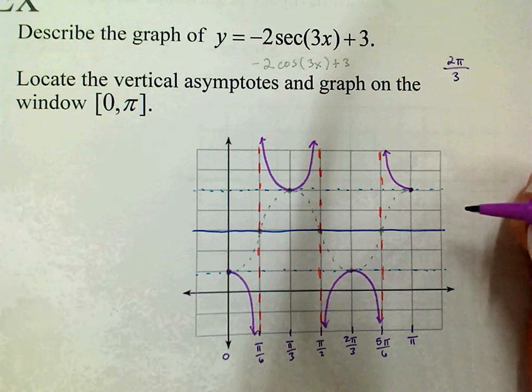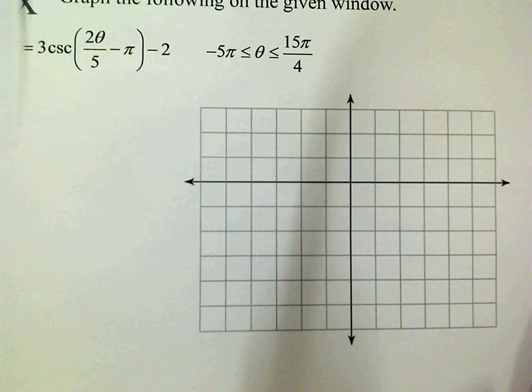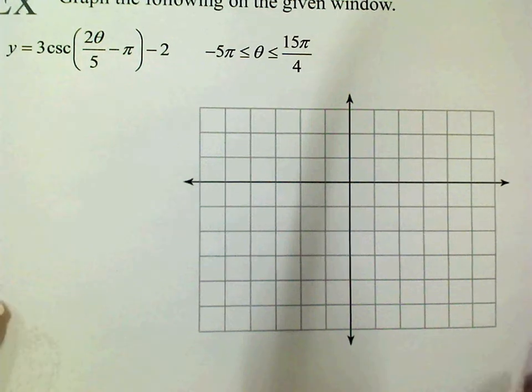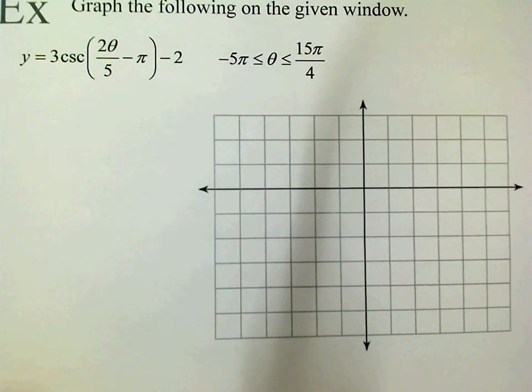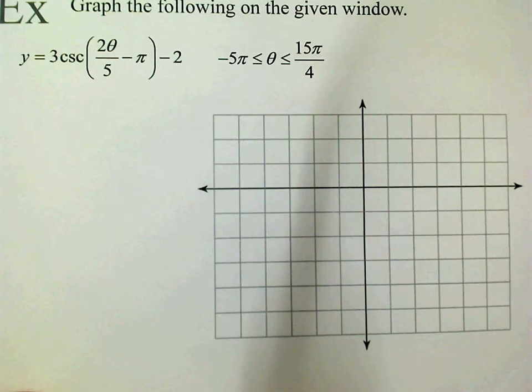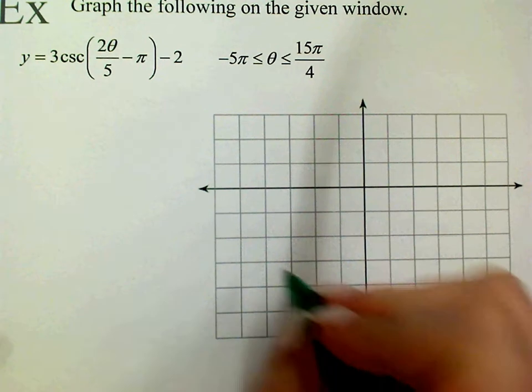Okay, so one more. We've got 3 cosecant of 2 theta divided by 5 minus pi minus 2, from -5 pi to 15 pi over 4. Okay, interesting. So I'm going to go ahead and go down 2. There's my midline.